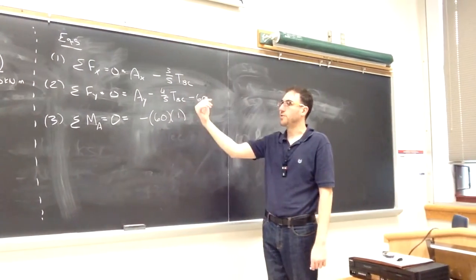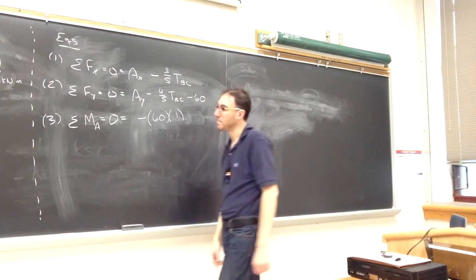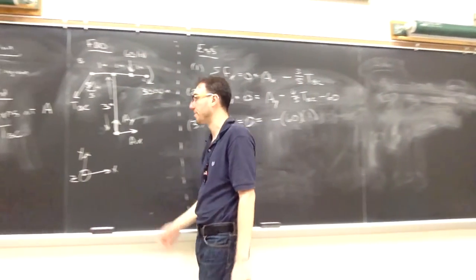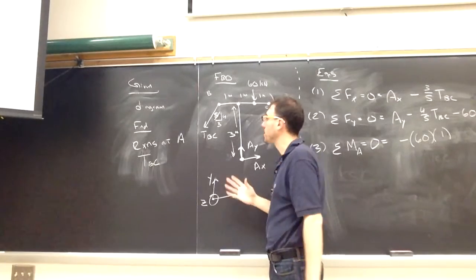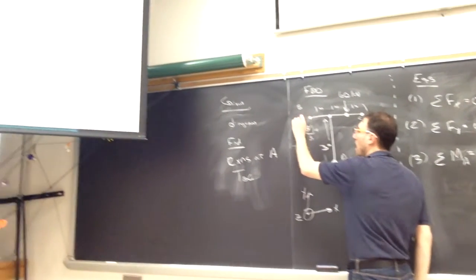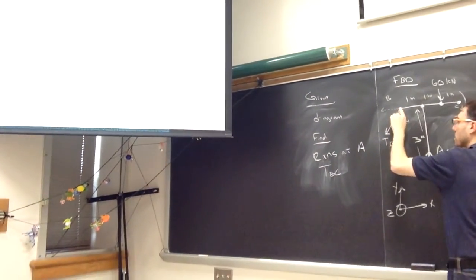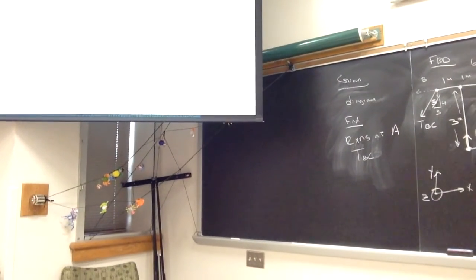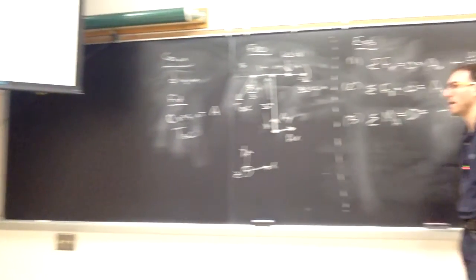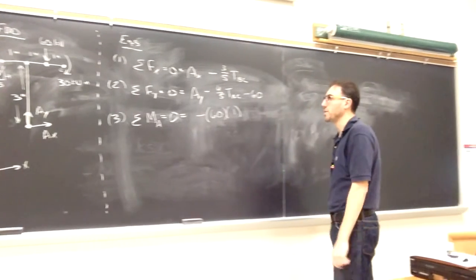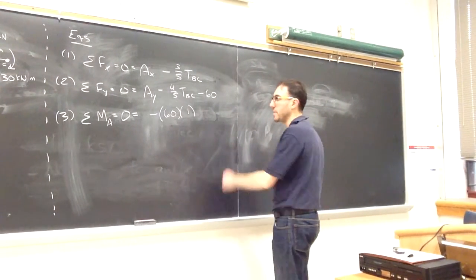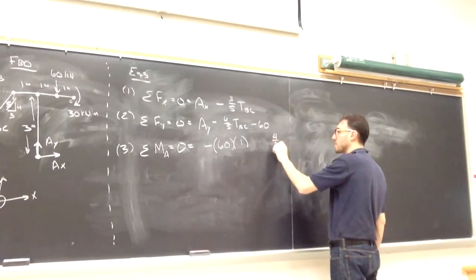If I go to my tension BC, I want to see what is its moment contribution around point A. Like we saw in chapter 4, I probably want to break this up into its horizontal and vertical components. It's easier to find the distances that way. I'm going to start with the vertical component of TBC, which will be 4/5 TBC.